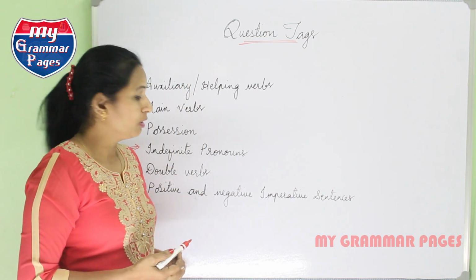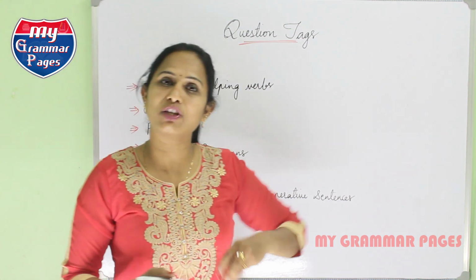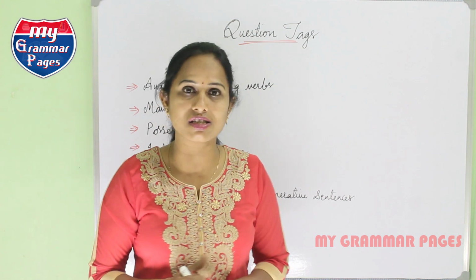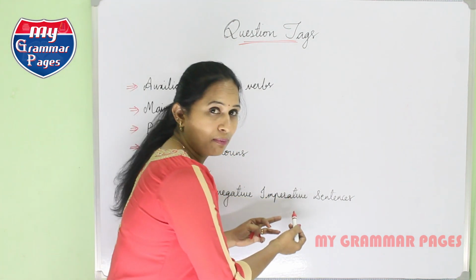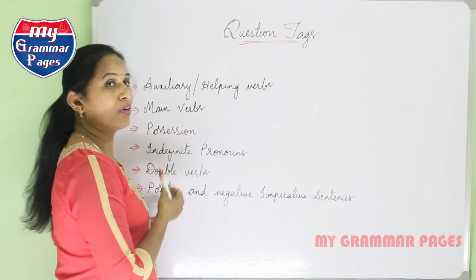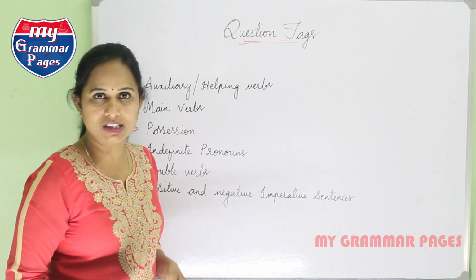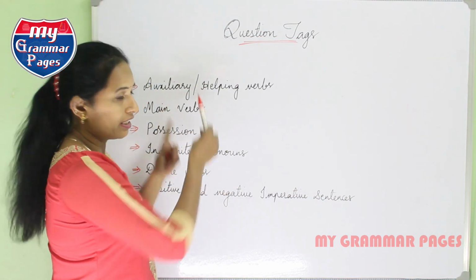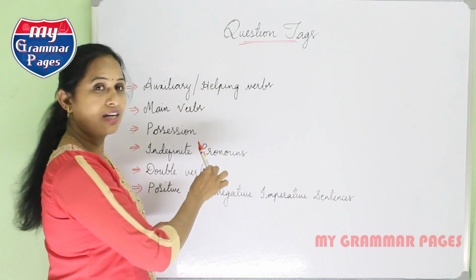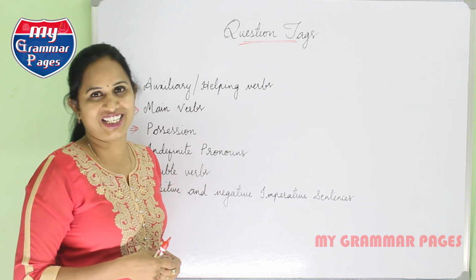Now it comes to the imperative sentences. We know that imperative sentences are a kind of ordering, commanding or requesting others in the form of a sentence. So if such sentences are given, what kind of tags are to be added? If it is a positive imperative sentence, the tag will be different, and for a negative imperative sentence, the tag will be different. So in this class we are going to learn in detail the question tag to be put for each and every sentence.